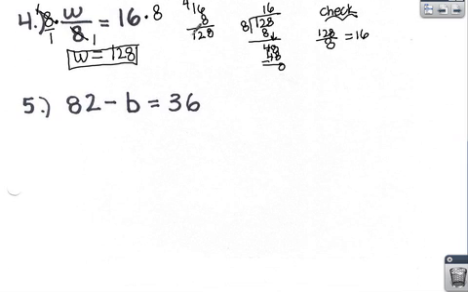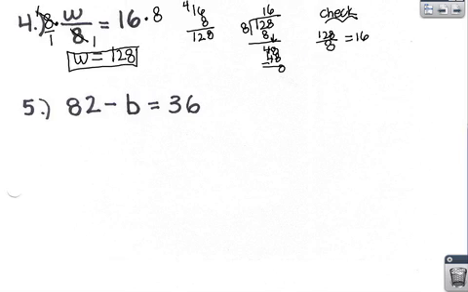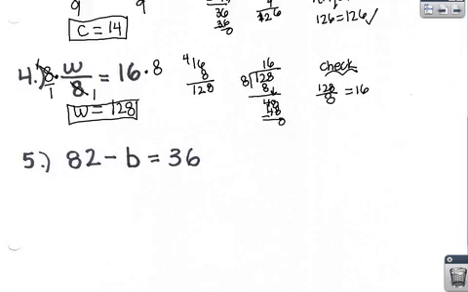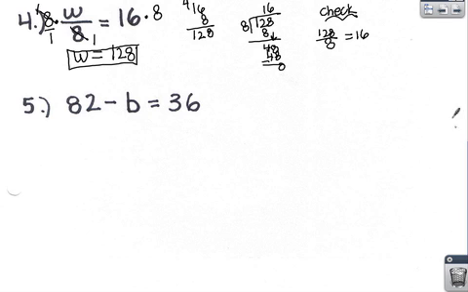Now number 5 looks a little bit different. Notice how we're doing 82 minus b, whereas before our variable usually came first. Now these are slightly tricky because students often think that we're subtracting 82 and that therefore we'd have to add 82 to both sides. But really, we need to get rid of this positive 82. And the only way to do that would be to subtract 82 from both sides.